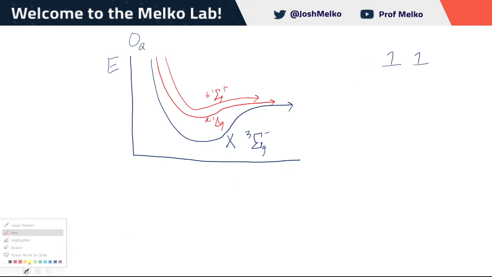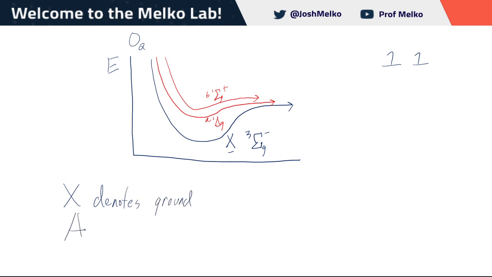Okay? So notice here, the way we write these term symbols come with a letter out front. X denotes the ground state. Capital A, first excited state of the same multiplicity. Lowercase a, first excited state of different multiplicity.